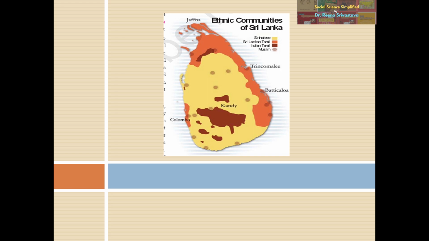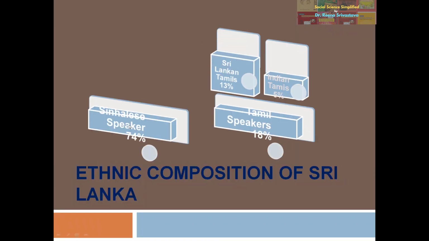So let us come to another case study, that is of Sri Lanka. If you see the ethnic composition of Sri Lanka, there were Sinhalas who follow Buddhism and Tamils who follow Hinduism. You can see this yellow shaded region that was dominated by Sinhalas, and this is the dark brown region that was dominated by the Tamils. Even this region, which is light brown, that was dominated by the Tamils.